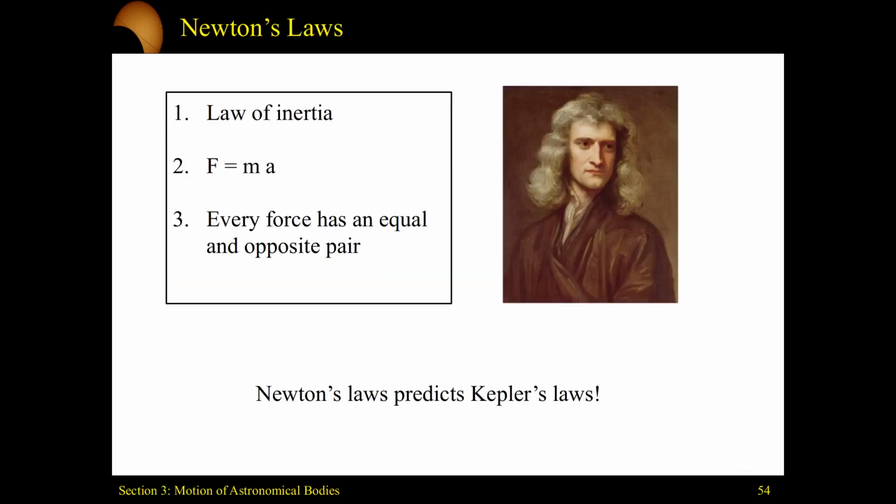Summarizing all of this, Newton's laws. There is the law of inertia, that objects resist changes in their motion. The second law is always just referred to as F equals ma: the force is dependent on the mass and acceleration. And the third, every force has an equal and opposite pair. Now, one thing we'll show in later sections is that Newton's laws are able to predict all of Kepler's laws. Kepler's are just a subset of Newton's predicting capabilities.